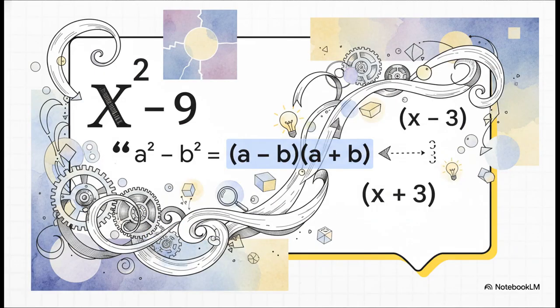Now sometimes algebra gives you a little gift, a shortcut, and this is a fantastic one to know: the difference of squares. If you see an expression that's just one perfect square being subtracted from another, think something like x squared minus 9. It follows a super predictable pattern. It'll always factor out to a minus b times a plus b. Recognizing patterns like this can save you a ton of time.